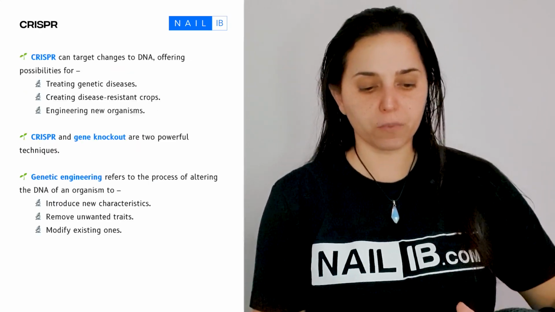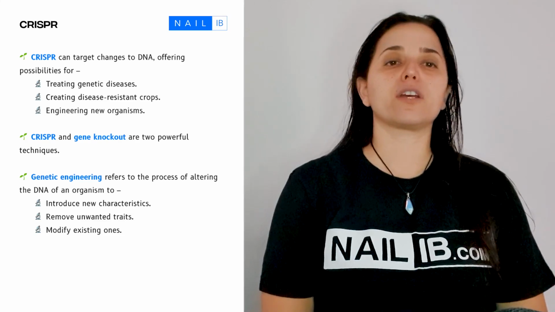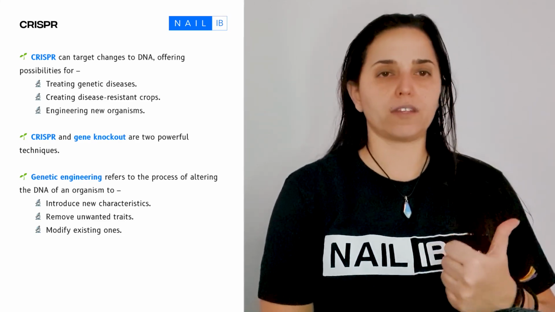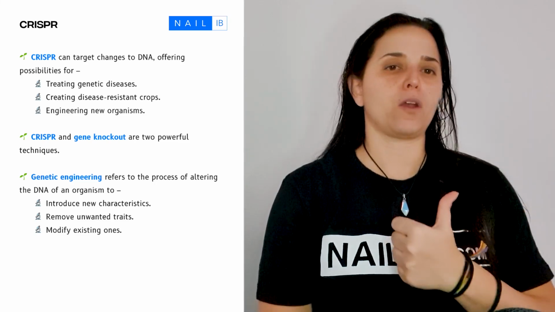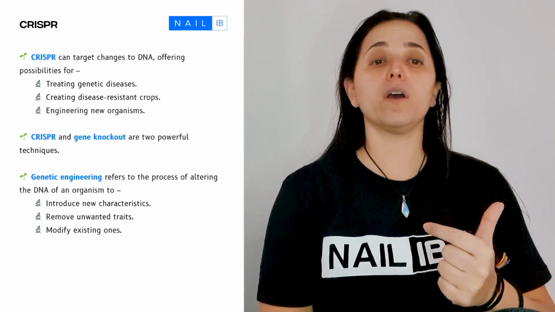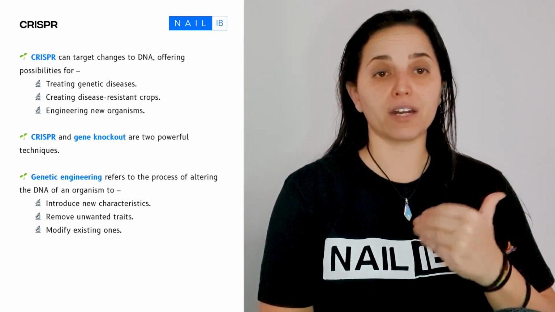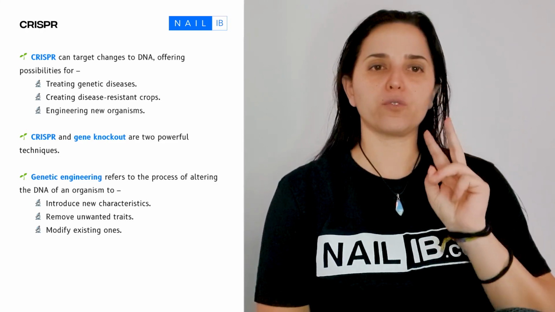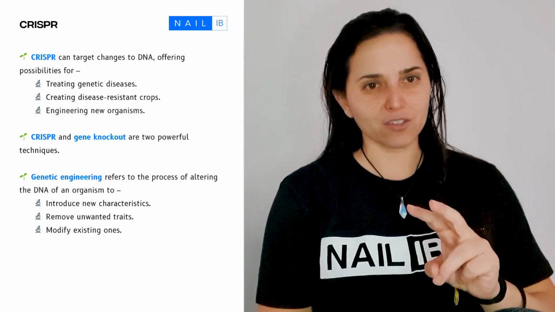So with that, let's start first by understanding what CRISPR is for. CRISPR is targeting a certain section of DNA, and it's trying to do one thing: maybe treat a genetic disease, or turn a crop into becoming resistant to disease, or engineer a new organism by giving them some kind of new traits. So CRISPR and gene knockout are two powerful techniques that are now being used to manipulate genes.